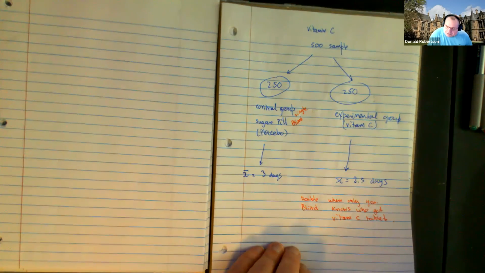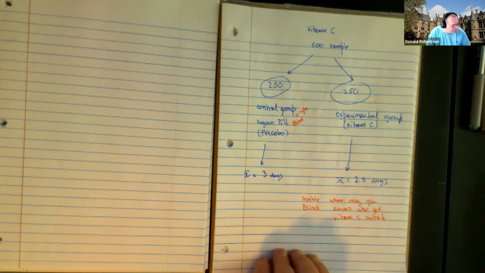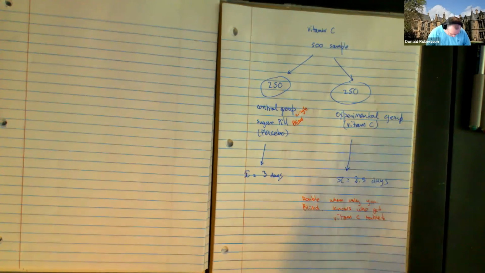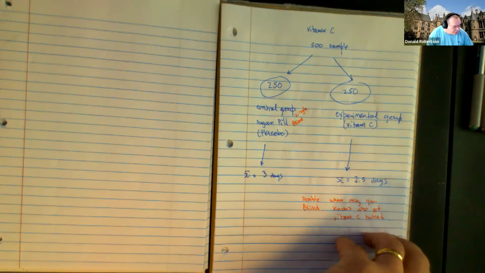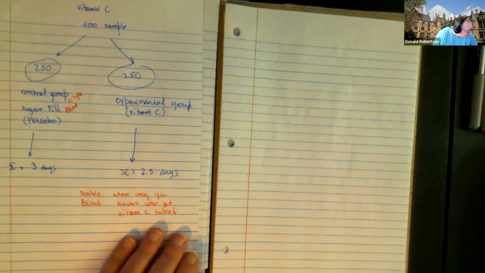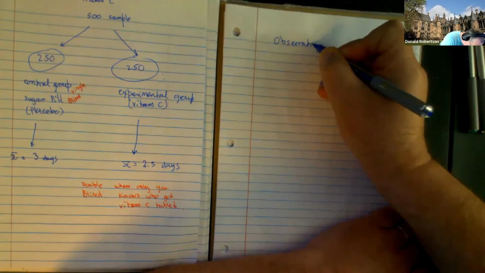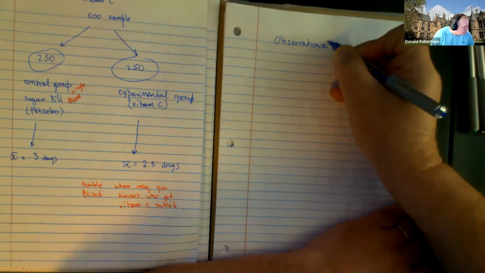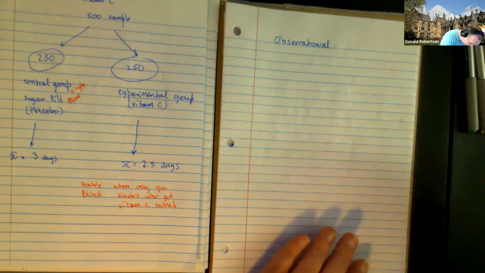Are we good? Right. So that is what a controlled experiment looks like, and there's more detail in the notes. I'm not going to use those notes. You can read them. We're going to look now at a different kind of study. And the second one is an observational study.